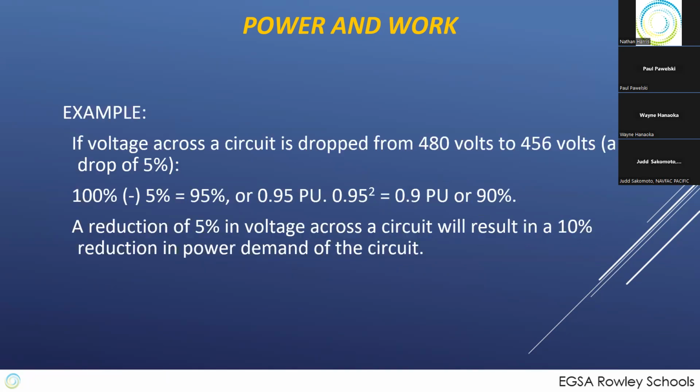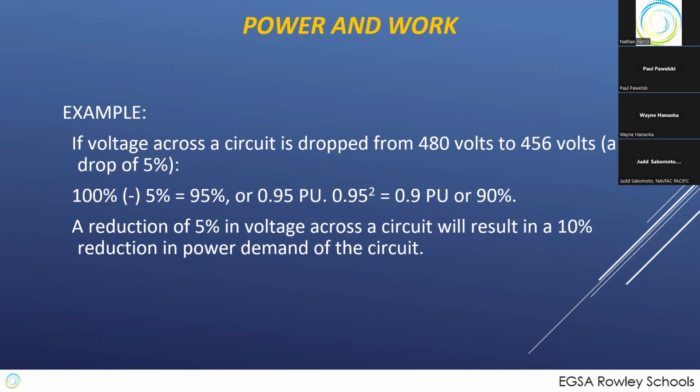Now, what does that mean? Say you've got a voltage across the circuit and it's dropping from 480 volts to 456 volts, a drop of 5%. All right, so from 100%, it dropped 5%, which means you've got 95% of the voltage. Or the other way to write that is 0.95 per unit. Well, since the power is related to the square of the voltage, that means you've got 0.95 squared, or 0.9 per unit, which means the power you're getting is only 90%. So a reduction of 5% in voltage across the circuit will result in a reduction of power demand on the circuit of 10%. But look at it the other way.